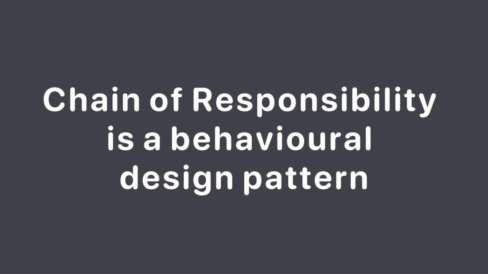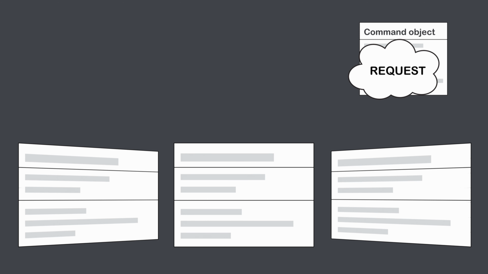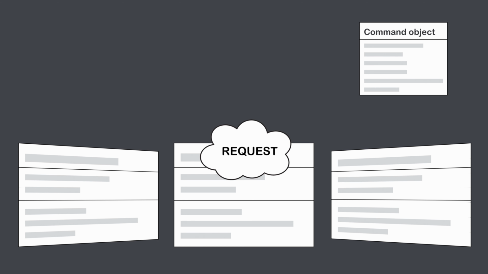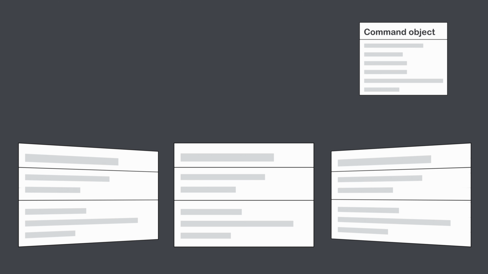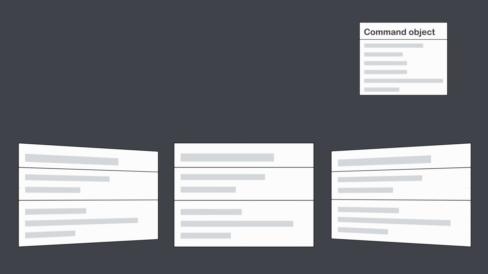Chain of responsibility is a behavioral design pattern that lets you pass requests along a chain of processing objects, also called handlers. So, this pattern consists of a command object and a group of processing objects. Each processing object decides either to handle the request or to pass it to the next processing object in the chain.